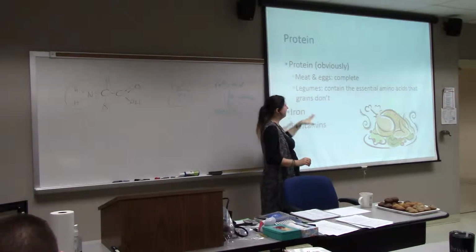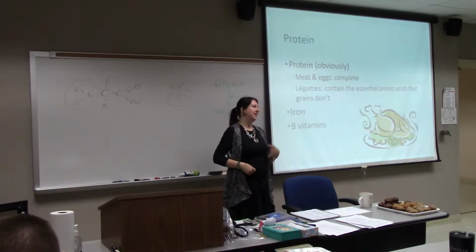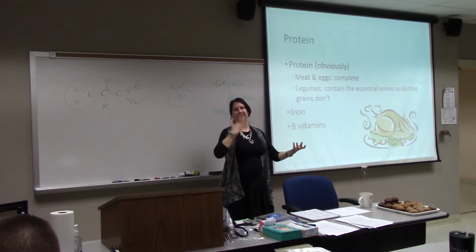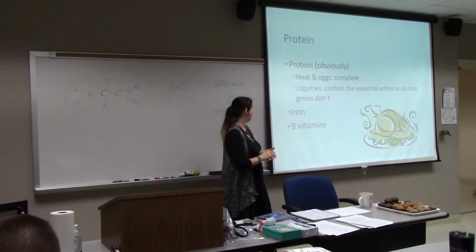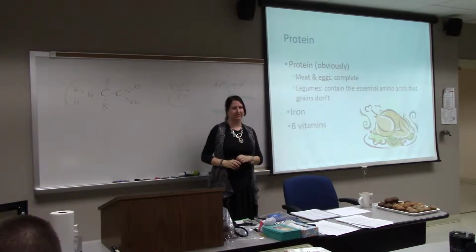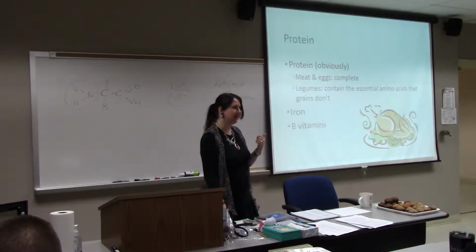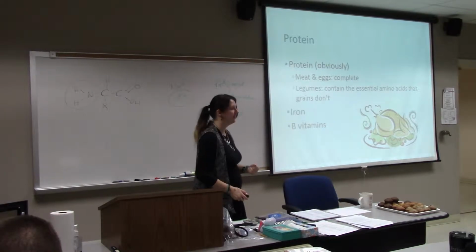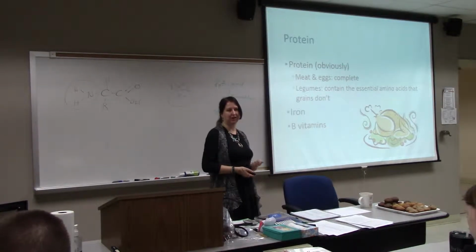Those have some of the essential amino acids, and generally the ones they're missing, the grains have. The protein group also has iron and some of the B vitamins. So B12 in the meat and eggs, B1, 2, and 3 in all of them.